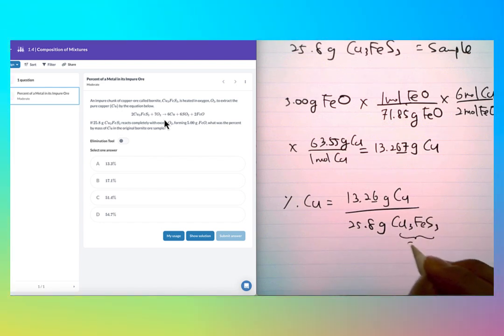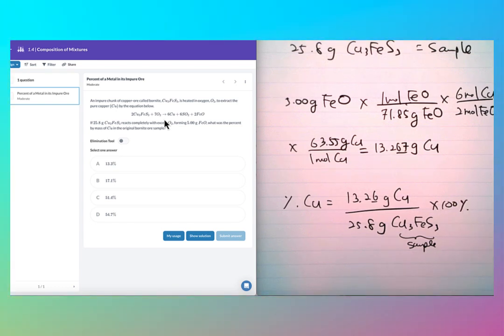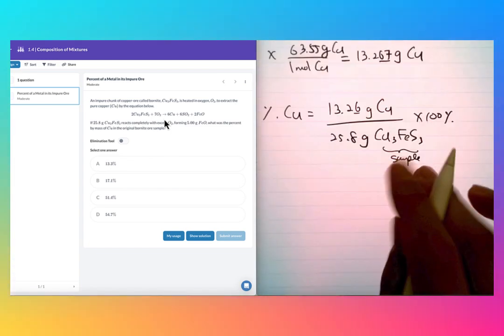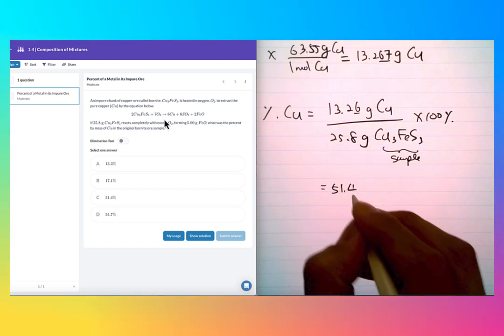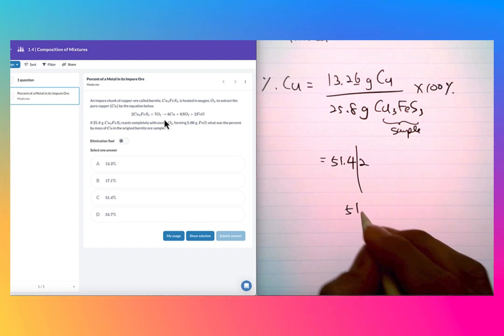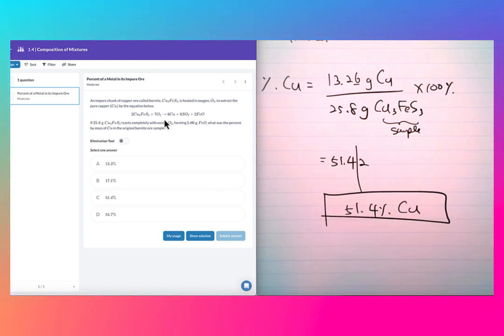Alright, this is basically a sample. We multiply that by 100%, and we should get something larger than 50%. You're going to get 51.42%. Okay, and then we have to round it to 3 sig figs: 51.4% of copper is the percent by mass in the original ore sample. Okay, therefore the answer is C.